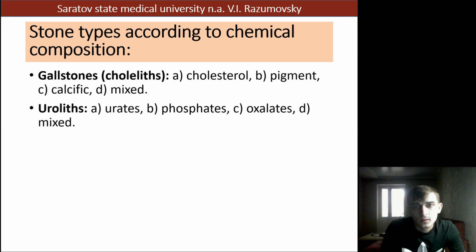Types of concrements according to chemical composition. In gallstones, or cholelithiasis, they may be cholesterol, pigment, calcific, and mixed. And also we should remember about urolithic concrements. They may be urates, phosphates, oxalates, and mixed ones.